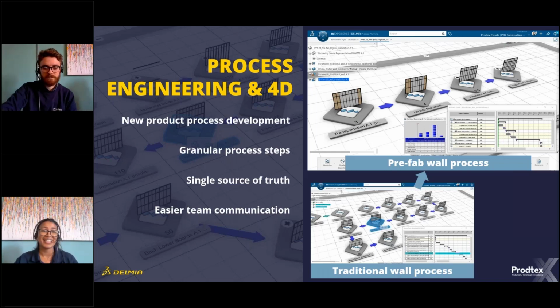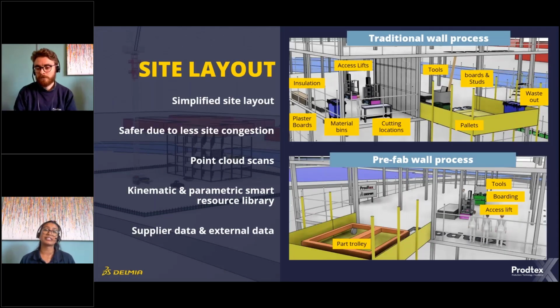Okay, cool. Moving on to the next one, the site layout. In the site layout, as you can see, there are a lot of resources in the traditional wall process. There are around 8 to 10 resources that I can see. So that looks like it's very congested. There are a lot of safety issues that will tend to pop up, and it looks very busy as a site.